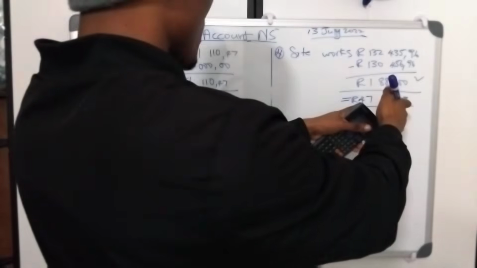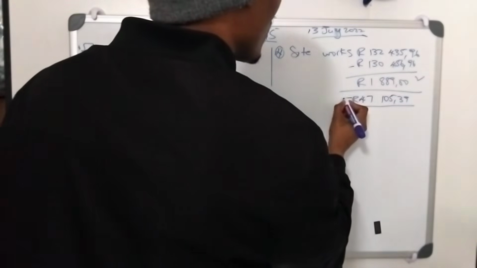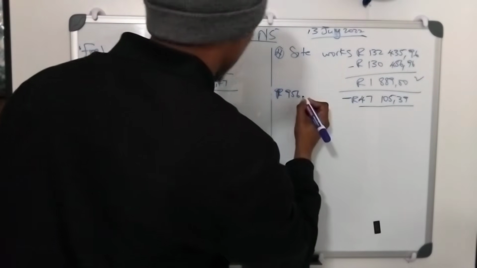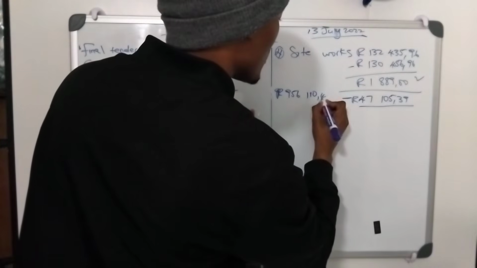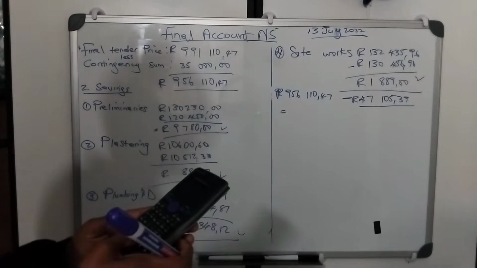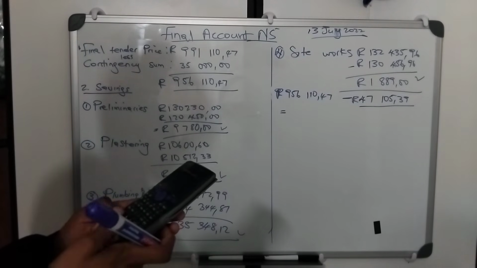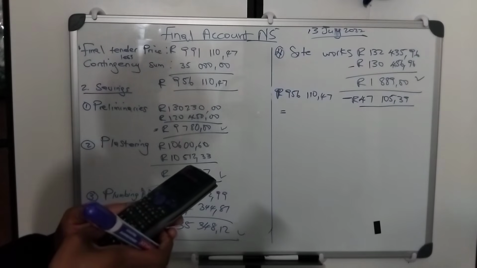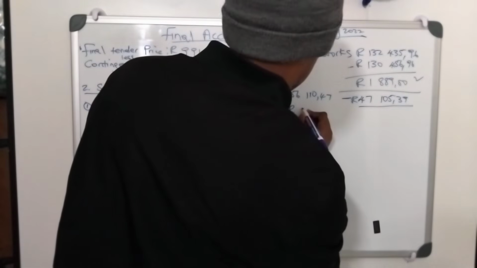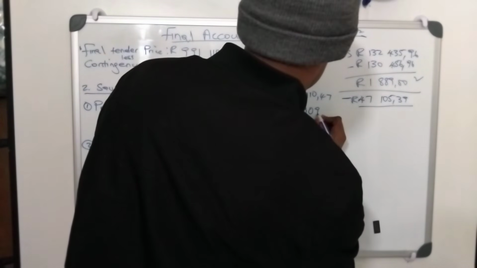Okay, then this total, we subtract this money. So let me just do it like this. 956,110.47, subtract this money. So you have your 956,110.47 minus 47,105.39 gives us 909,005.8 cents, yeah? Okay. Now we go to extras.